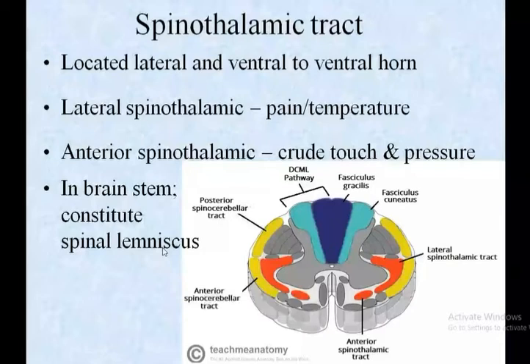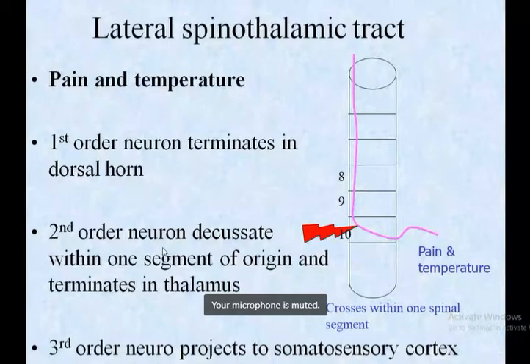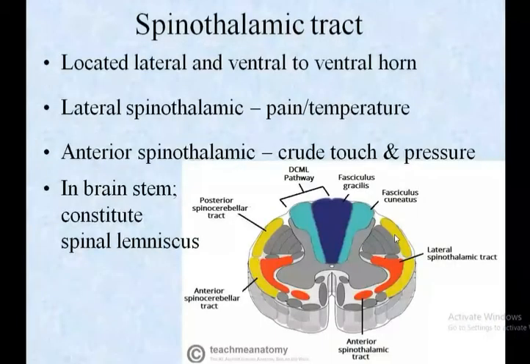Then let's go into detail about the lateral spinothalamic tract. Now, the lateral spinothalamic tract is present at the lateral part of the ventral horn of the spinal cord. This is lateral spinothalamic tract and this is anterior spinothalamic tract. Okay, so lateral spinothalamic tract is particularly designed for pain and temperature sensation. It carries particularly pain and temperature sensation.